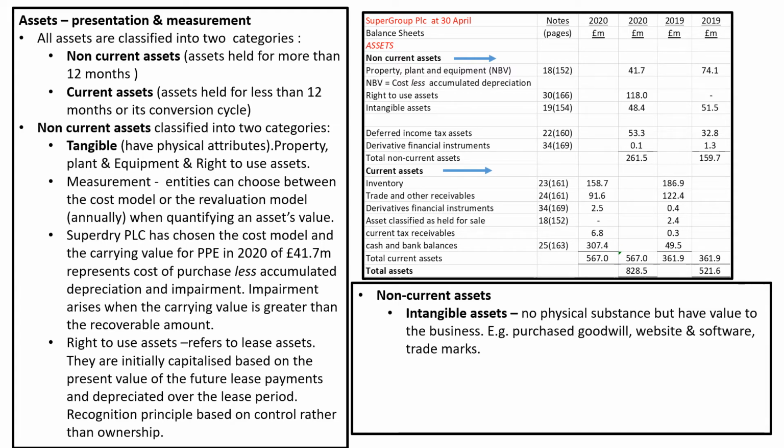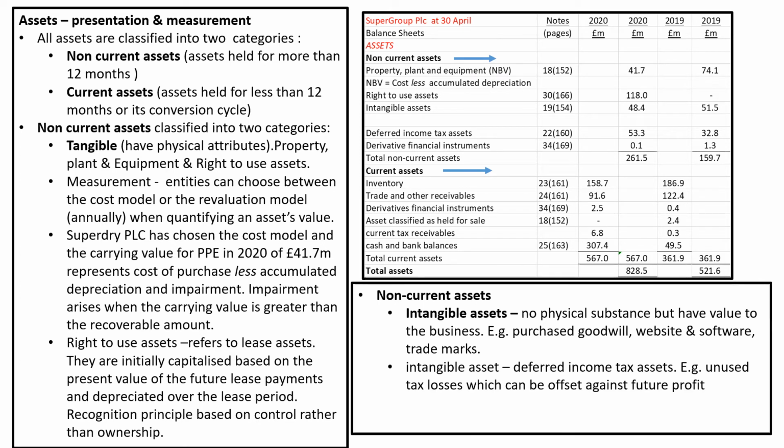Intangible assets have no physical substance but have value to the business, for example purchased goodwill, websites, software, trademarks. These are all examples of intangible assets. In the case of Superdrug, an intangible asset here is deferred income tax assets, and these are unused tax losses which can be offset against future profits.